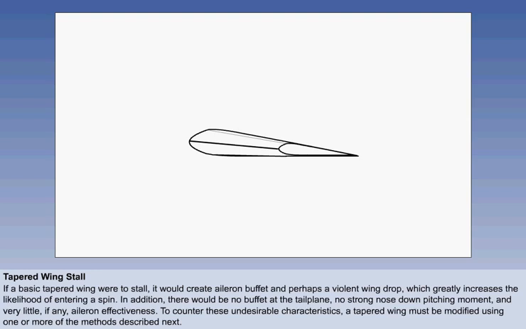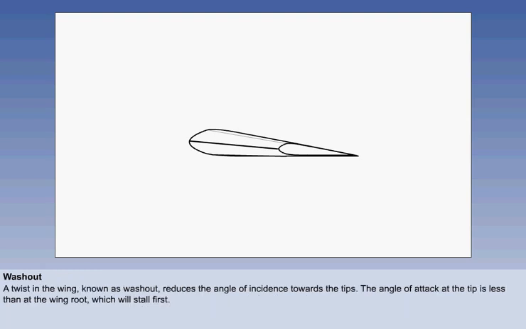features described next. The wing can be designed with a twist, which reduces the angle of incidence, the angle between the mean chord line and the fuselage datum line, towards the tip. This is known as washout, and decreases the angle of attack at the tip relative to the root, and the root will tend to stall first.